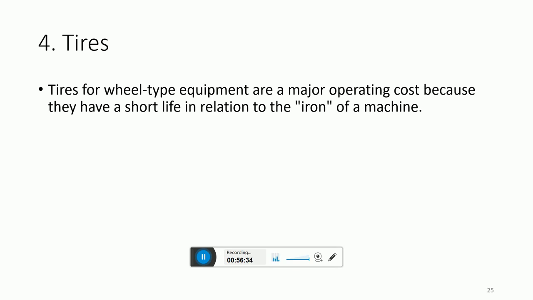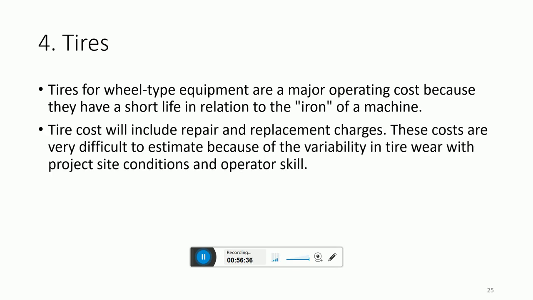These costs are usually very difficult to estimate because of the variability in tire wear with the project site condition and operator skill. So it depends on two things: the project site condition, as we have discussed earlier, what kind of site condition the project has, and the other is operator skill. So these costs vary with these two conditions.